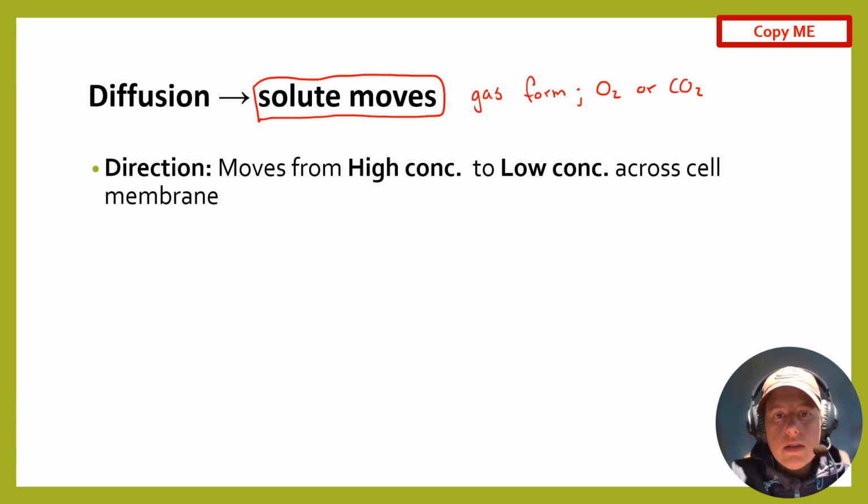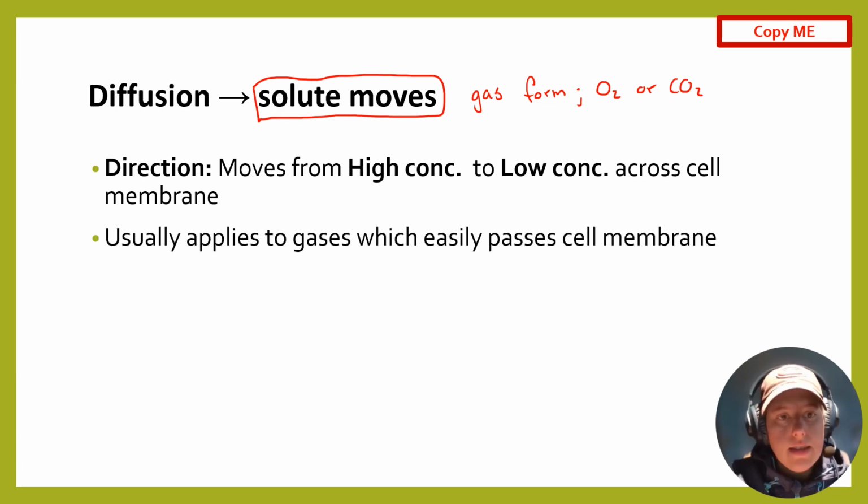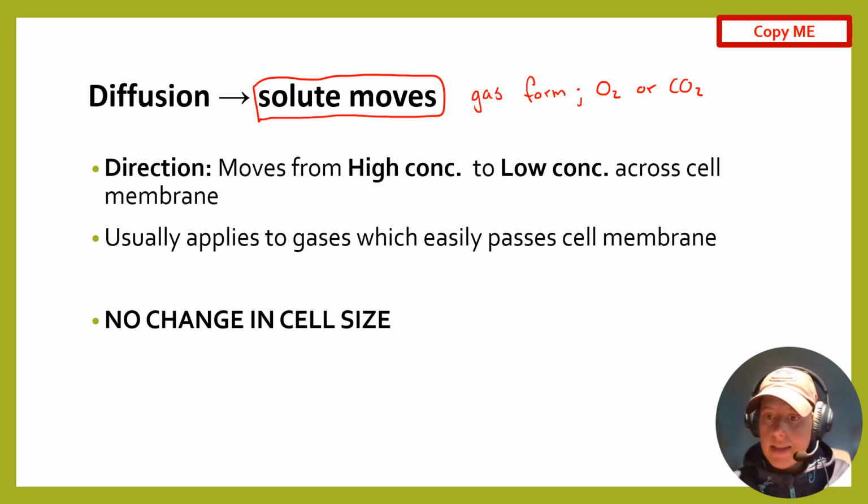What's happening is moving from an area of high concentration to an area of low concentration across the cell membrane. As a result, because diffusion usually happens with gases, there's no change in cell size because the gas can easily dissolve within our solvent. So we're not going to have our cell changing in size. We're going to see some images to show this.